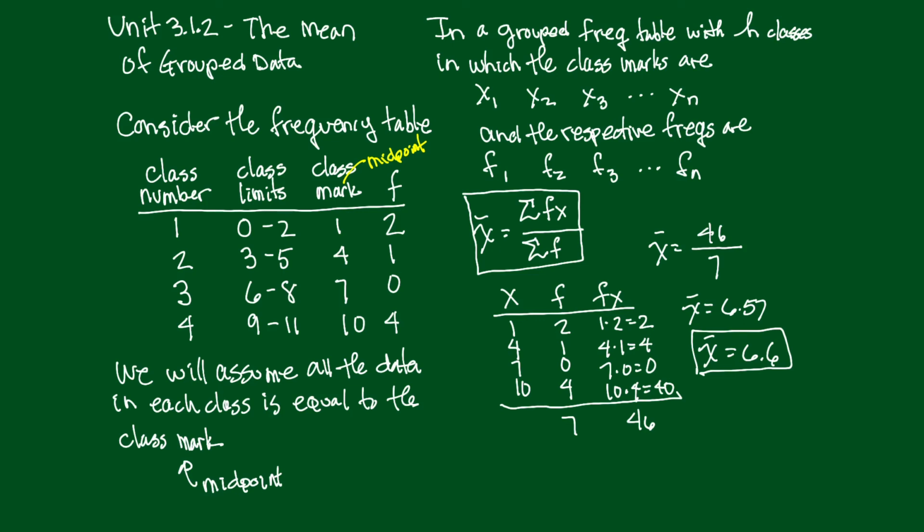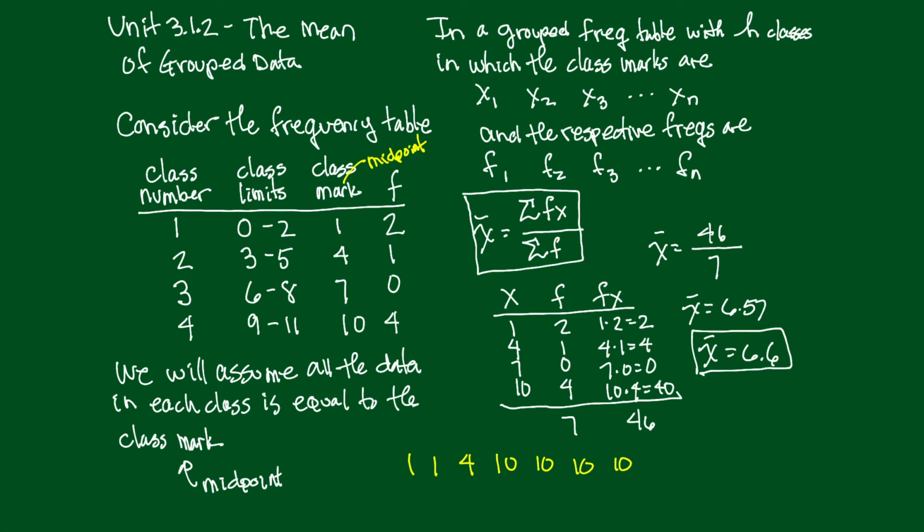Now, normally we wouldn't do this, but I can do it here because there's only 7 pieces of data. What are the data values? We're saying we have 2 1s. So if I wrote those down, we'd have a 1 and a 1. Then we have 1 four, so I would have 1, 4. Then we have 0 7s, so I don't need to write any 7s. But then we have 4 10s. So I have a 10, a 10, a 10, and a 10.